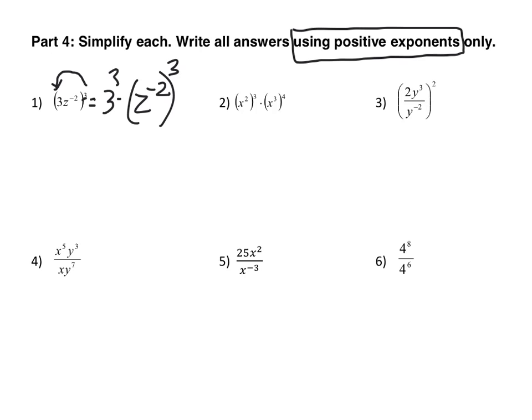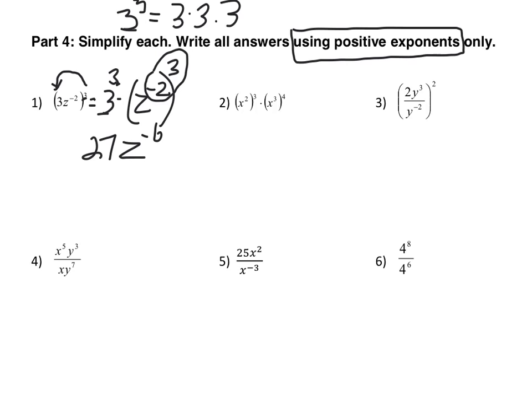Now many of you also told me 3 to the 3rd power was 9, and I know what you did. You took the base and you multiplied by the exponent. That's not what it means to find 3 to the 3rd power. You don't multiply 3 times 3, you multiply the base by itself 3 times. 3 times 3 times 3 is not 9, it is 27. And when you have a power to a power, you can multiply the powers. Negative 2 times 3 is negative 6. You get 27z to the negative 6th.